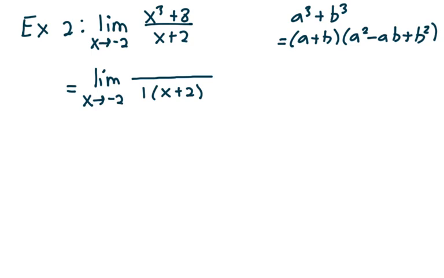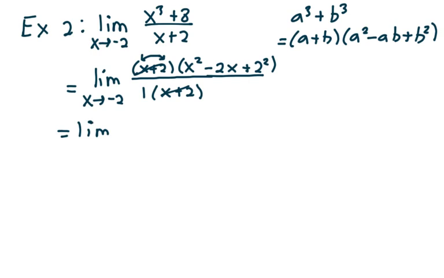And then the numerator is x plus 2 times, now I'm going to square the first term, which is x squared, multiply these two terms together, the x and the 2, and change the sign. And then I'm going to square the last term. But the x plus 2's cancel, and this is the limit as x goes to negative 2 of x squared minus 2x, and then 2 squared ends up being 4.